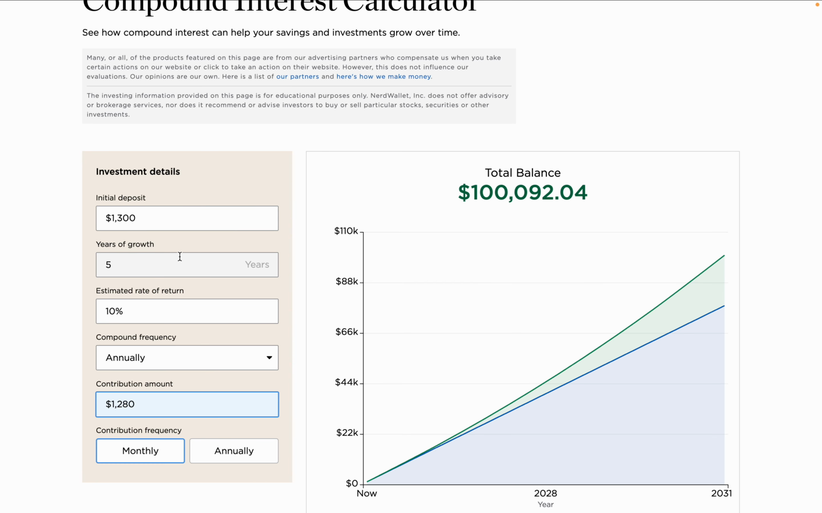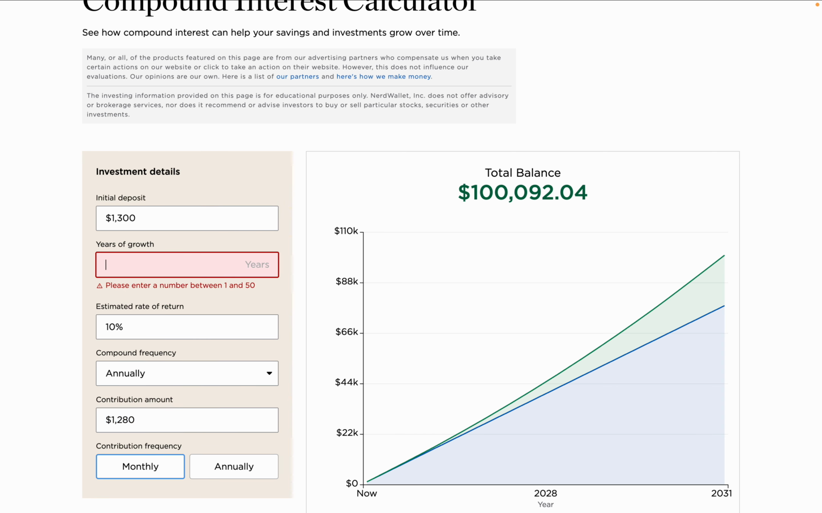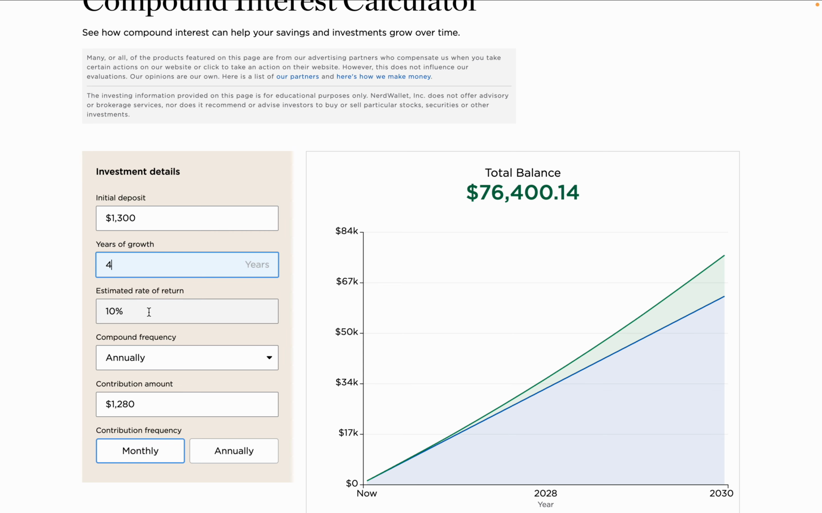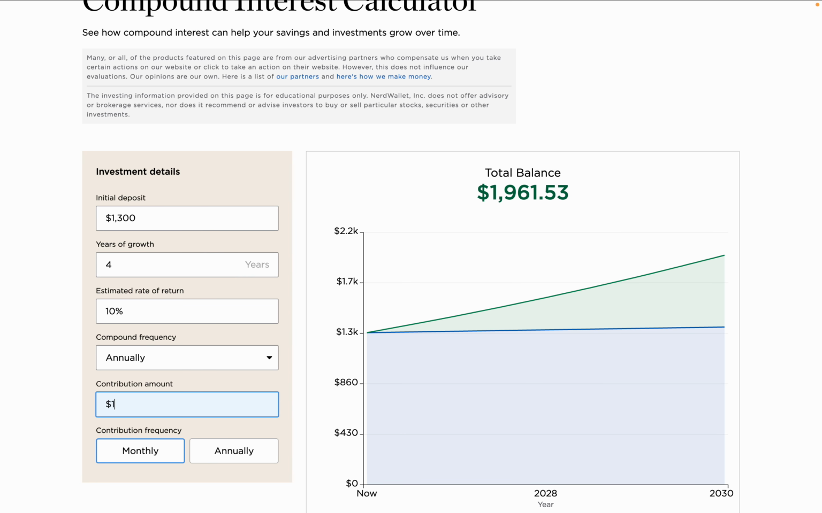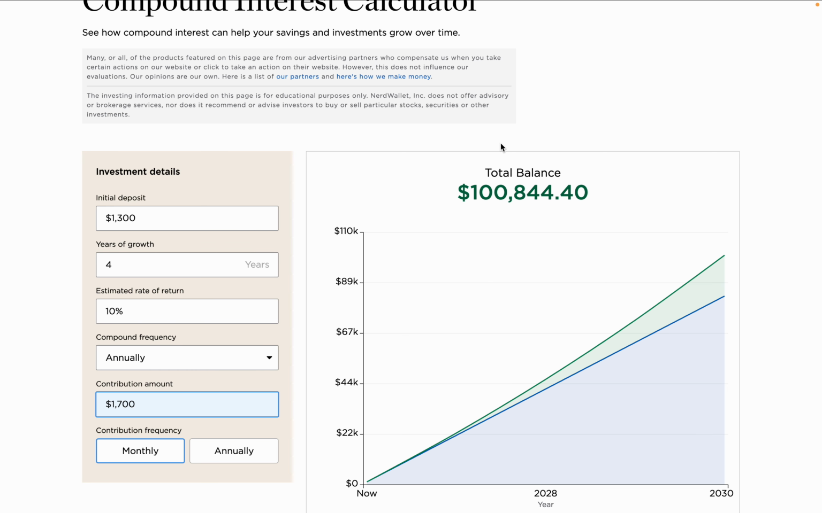I'm going to keep the initial deposit at $1,300 as the starting balance, and then we will change the years of growth to 4 years. We'll keep the estimated rate of return at 10%, compounding annually. Now take a guess before I put in the number. If you want to reach $100,000 in net worth in the next 4 years, you will need to invest, are you ready? Take a guess. $1,700 per month to reach a total balance of a little over $100,000.